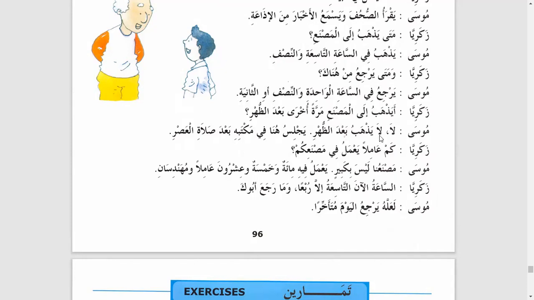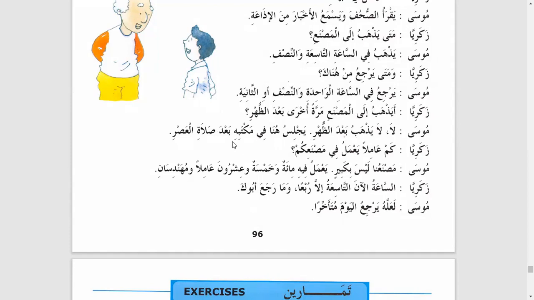Now we can see here, la, when we want to make negative with present tense, we make negative with la. For past, we use ma, and for present, we use la. So this la is the answer to the question, which is 'a', and the second la is to negate in the present tense. La yadhabu ba'da dhuhri. And the second one is la nafiya. That's right.